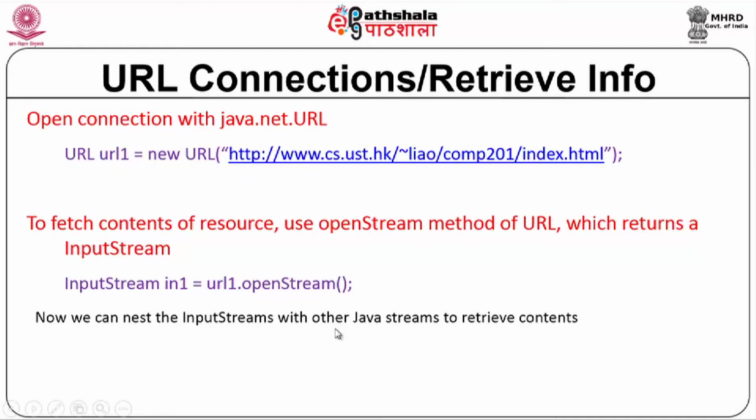To fetch the contents of the resource, we use the openStream method of URL, which returns an input stream. You can see here the URL object we have created is url1. So, url1.openStream is the method available within this URL class. It is an instance method of the URL class. The URL object dot openStream returns an input stream, so it returns an input stream object like in1. Now, we can use this input stream with other streams available in Java to retrieve the contents. We can see some example programs of how we do all these things.